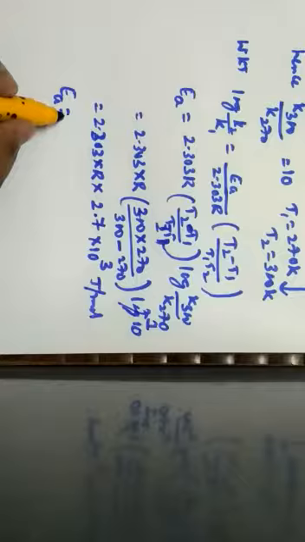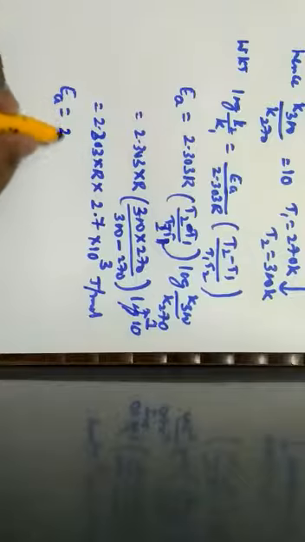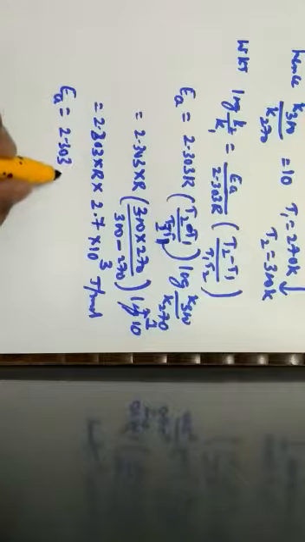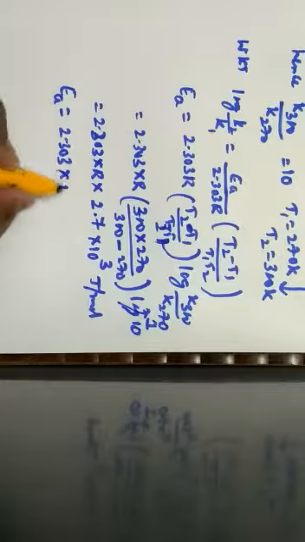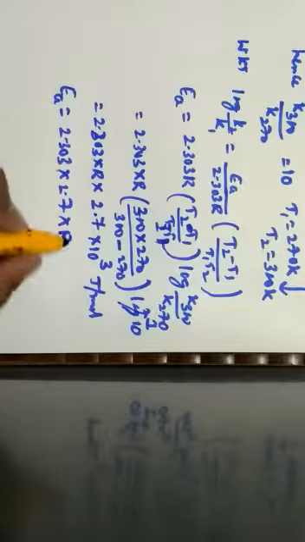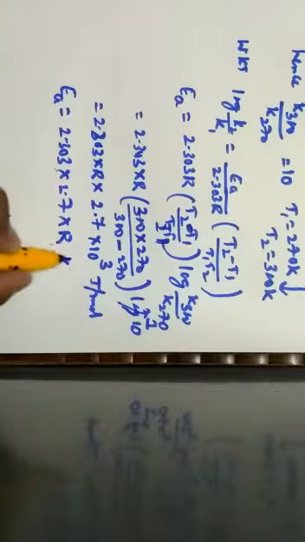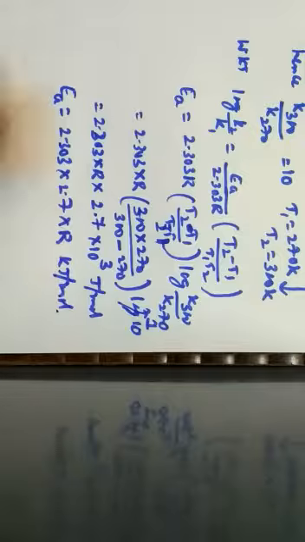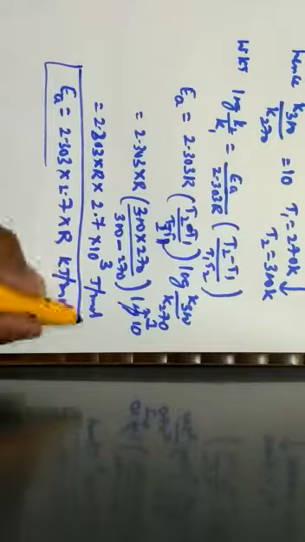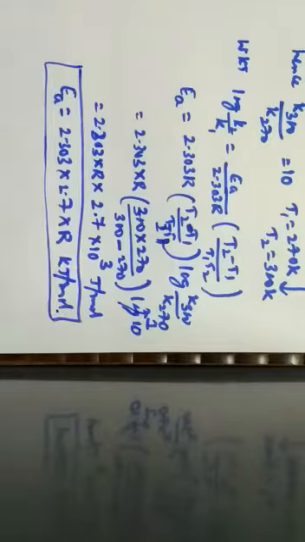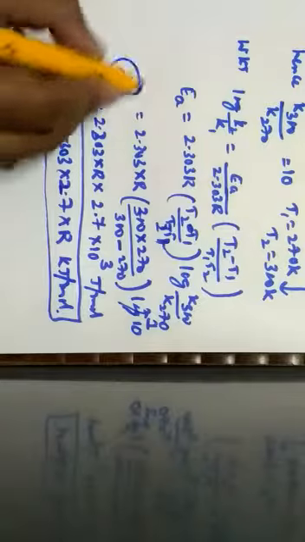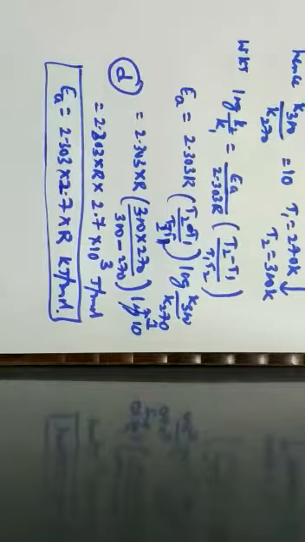Therefore, the value of EA is equal to 2.303 into 2.7 into R, into 10 to the power of 3. I express it in terms of kilojoule per mole. So the value of EA is 2.303 into 2.7 into R kilojoule per mole, which is given by the fourth option, that is option D. Next one.